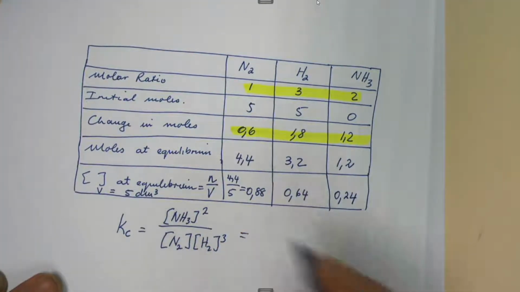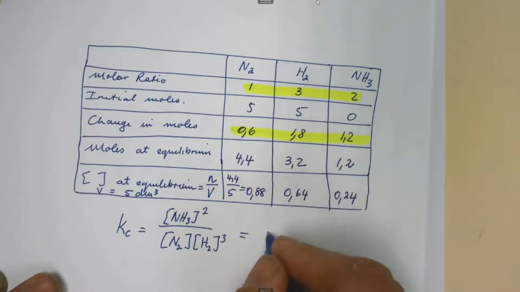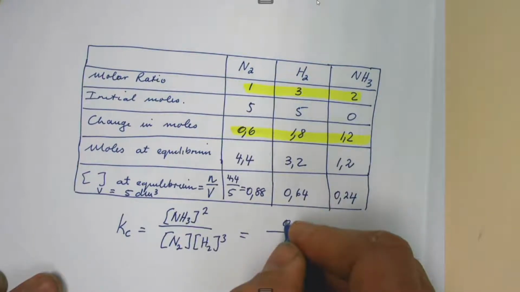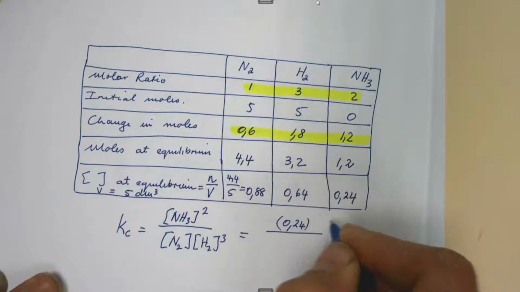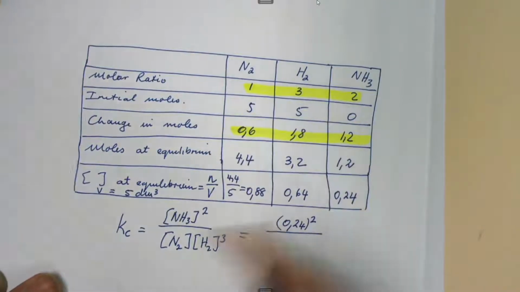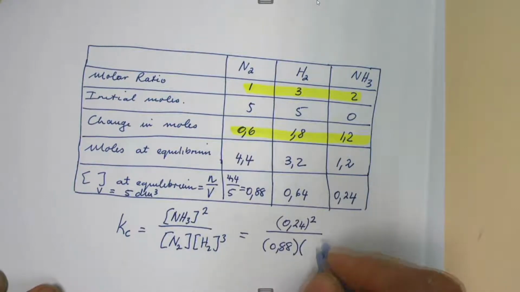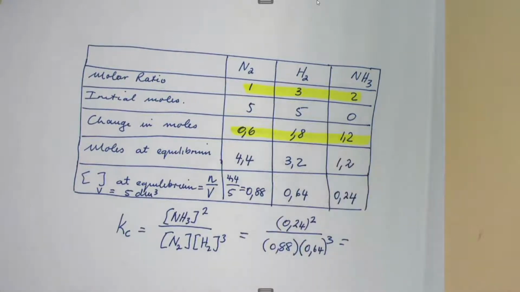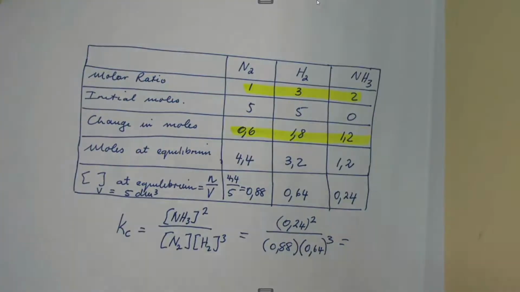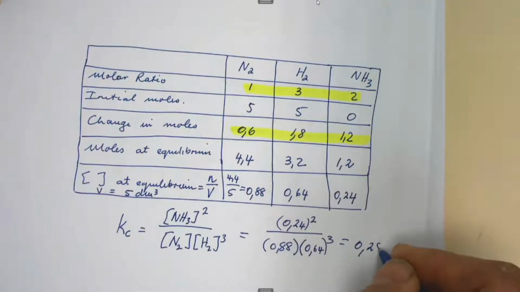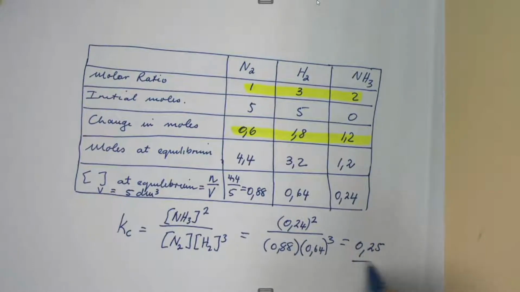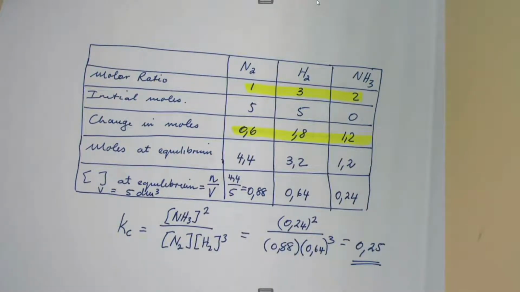Right, now I substitute in the place of my NH3 is 0,24 to the power 2. Here at the bottom it will be 0,88 to the power 1 multiplied by 0,64 to the power 3. And do the math on your calculator, and the value is 0,25. And this value being less than 1 shows me that this equilibrium is far towards the left.